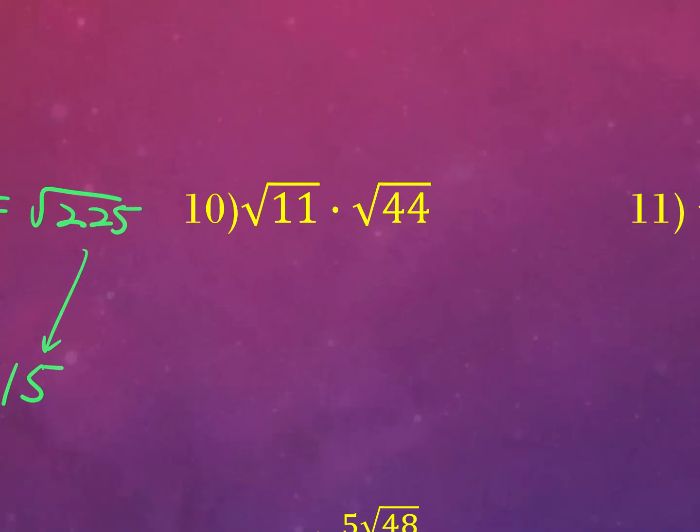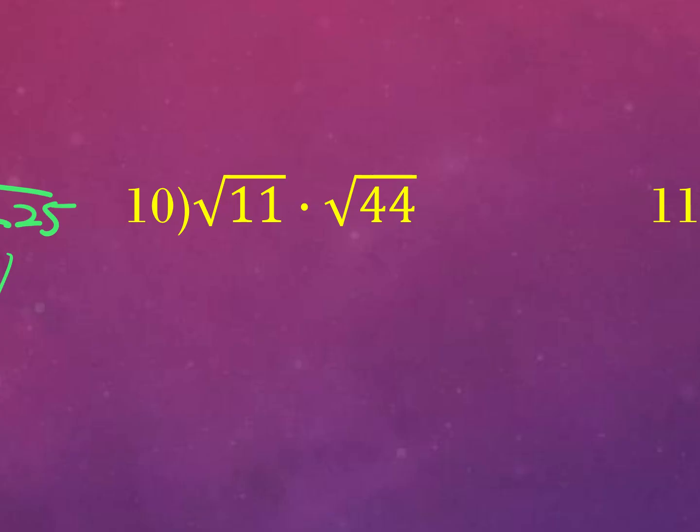All right, what about the next one? Do we want to just do 11 times 44 and get a big number? Or is there something else we can do? Okay, good. We can break down the 44. How can we break that down? Good. 11 times 4. 4 is a perfect square, so what does the square root of 44 become? 2 square root of 11.